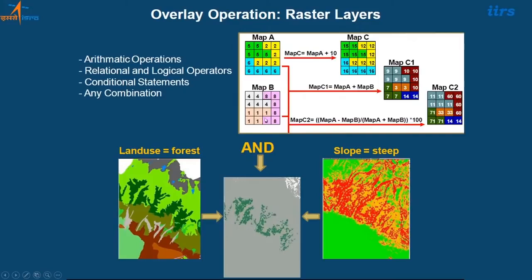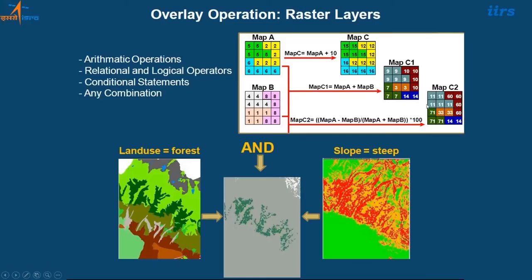Similarly, I can have some other mathematical operations also. Map C2: how is this created? You subtract these two images, map A and map B, add them, then divide and multiply by 100. So any kind of expression can also be applied on top of these grid data sets or satellite images or image data sets. This is the output I am getting.